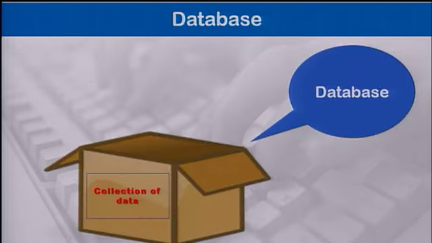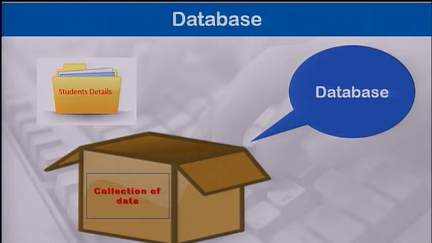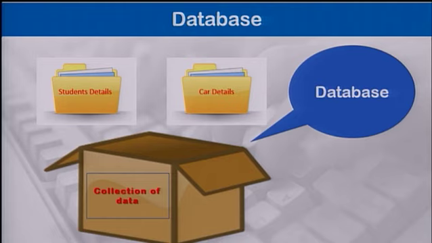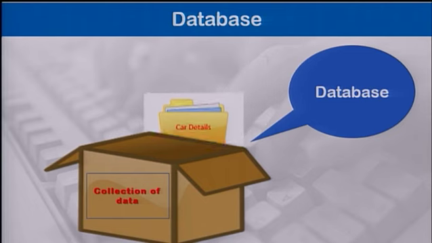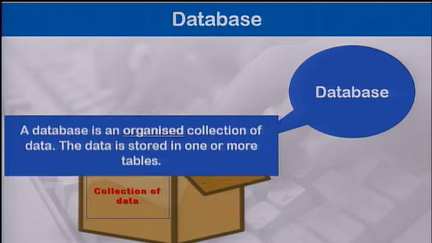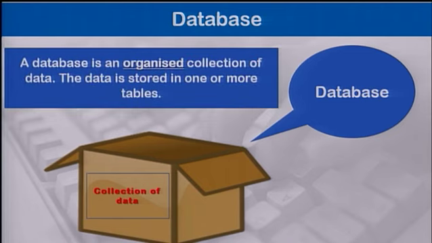We will now learn what a database is. A database is a collection of data. For example, student details and car details. Therefore, a database is an organized collection of data.